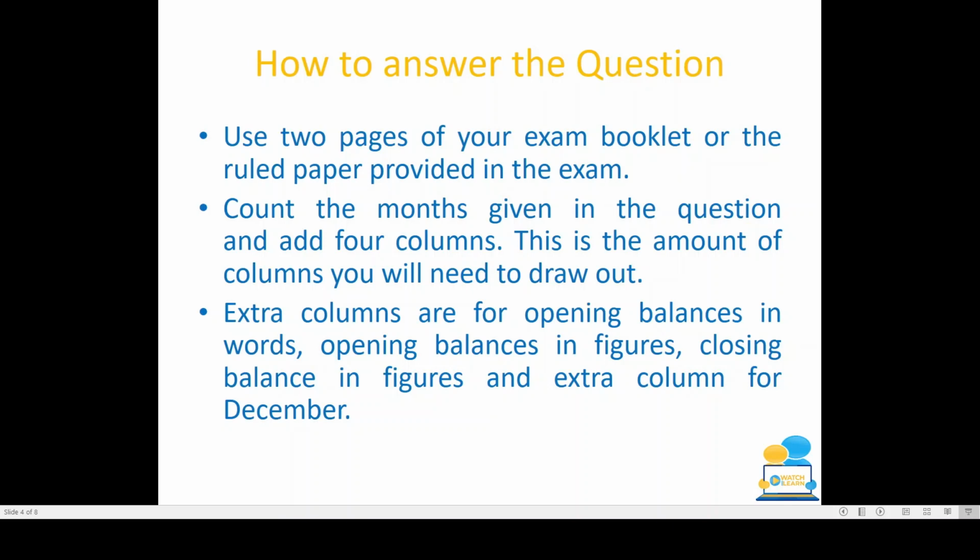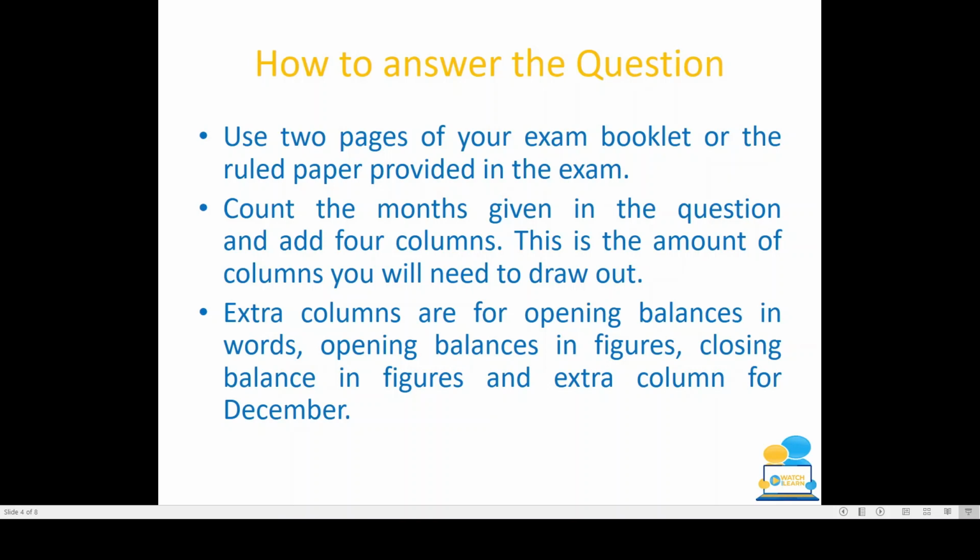So how to answer the question? You would use 2 pages of your exam booklet or the ruled paper provided in the exam. So if you're using the exam booklet, do it over 2 pages to give yourself lots of space for the columns, or you can get ruled paper in the Leaving Cert accounting exam with lots of columns. That would be perfect also.